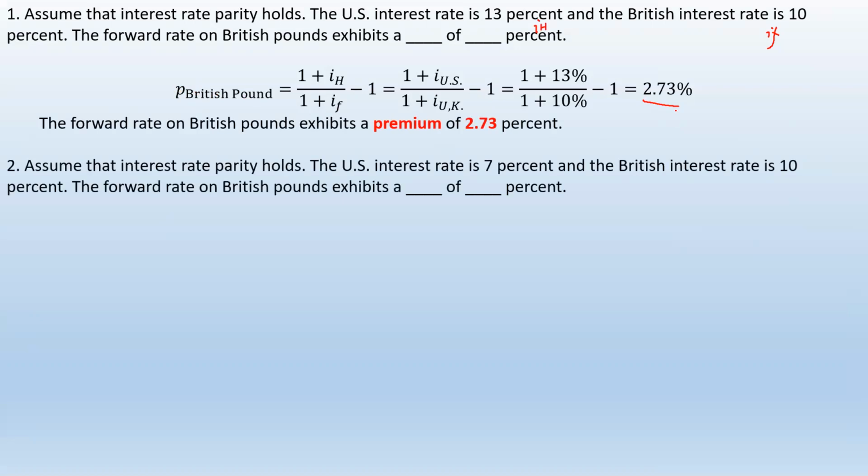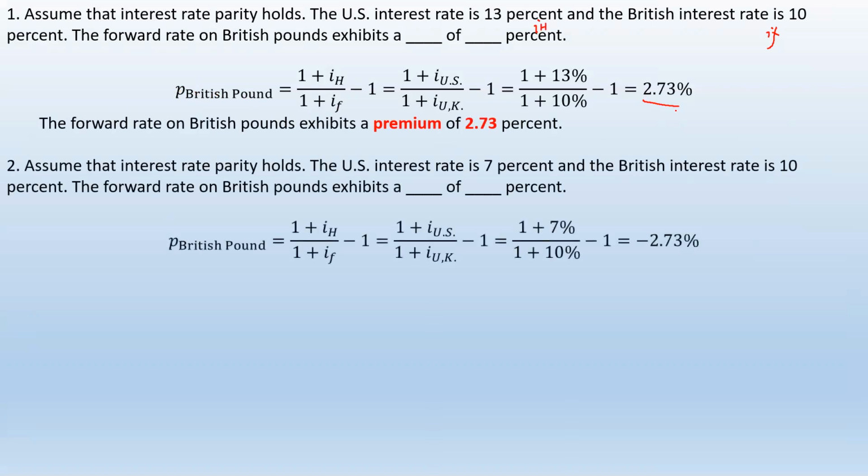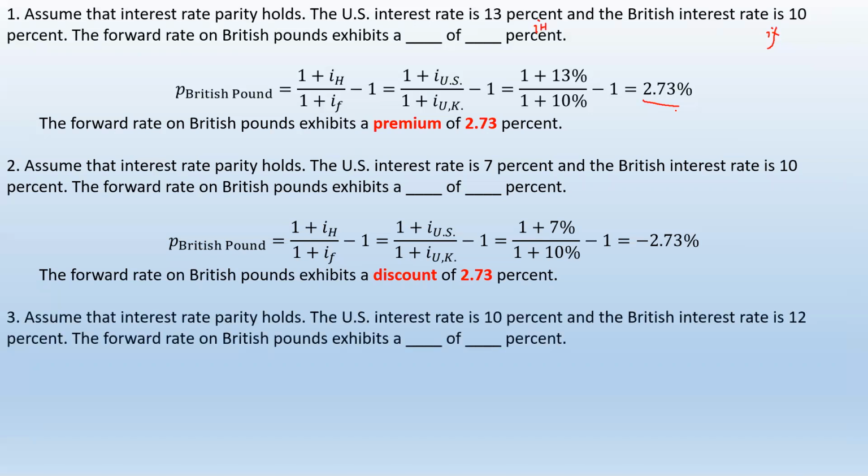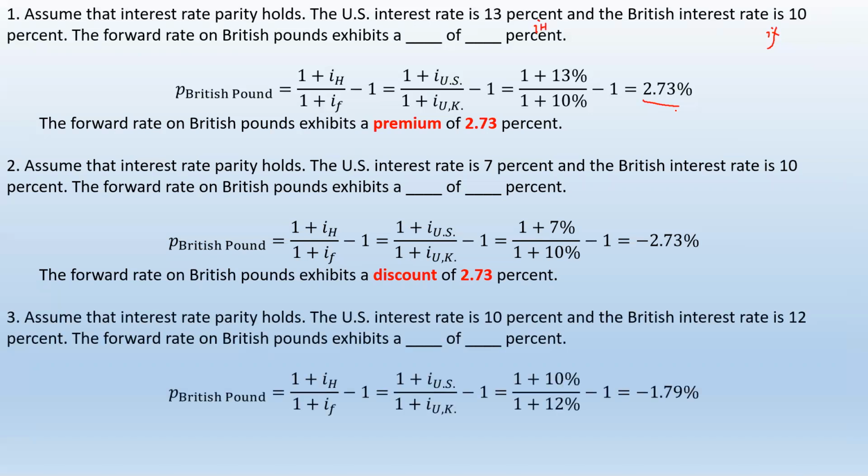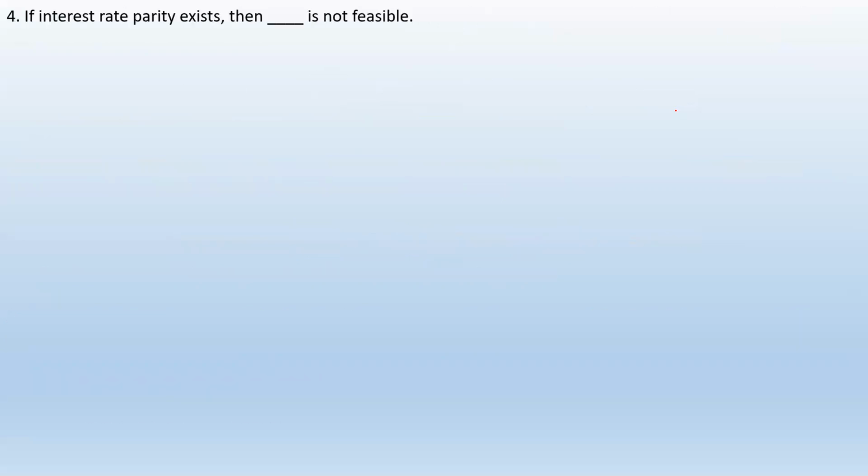And if the US has an interest rate of 7%, and the British interest rate is 10%, then the forward rate on the British pound exhibit, we found it's a negative number, so it's a discount of 2.73. The third one is a similar practice.